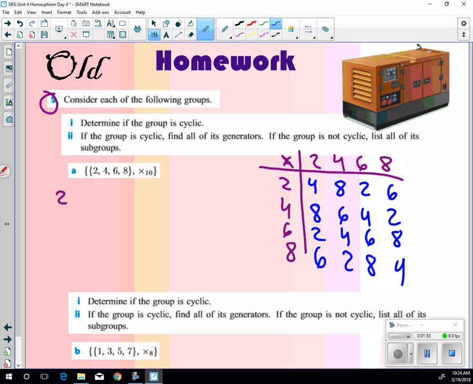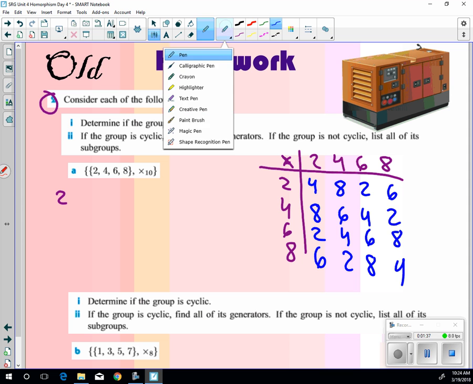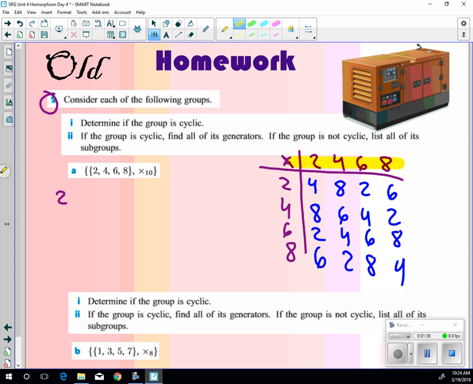All right. By the way, what's the identity of this one? Yeah, and the reason it's the identity is because 6 is where the rows are the same or the columns are the same. So the identity equals 6. We need to find that first. So we stop when we get to 6.